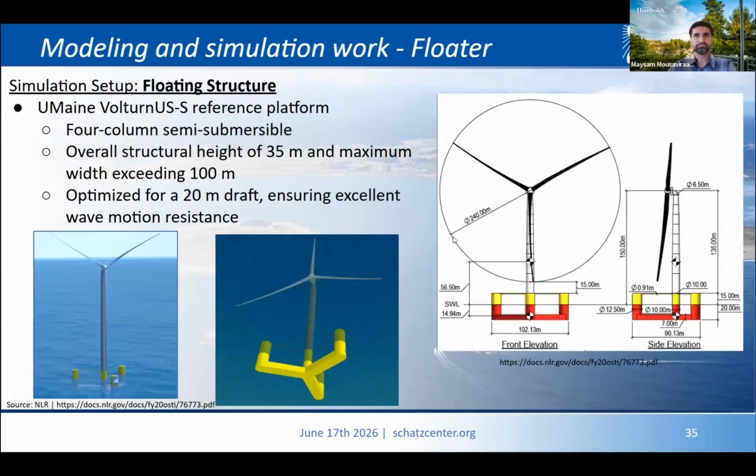The floating structure is based on the University of Maine's VolturnUS reference platform. It is a 4-column semi-submersible platform with a structural height of about 35 meters and a width of more than 100 meters. This type of platform has a strong wave motion resistance and is specifically designed for deep environments like the California wind energy areas.